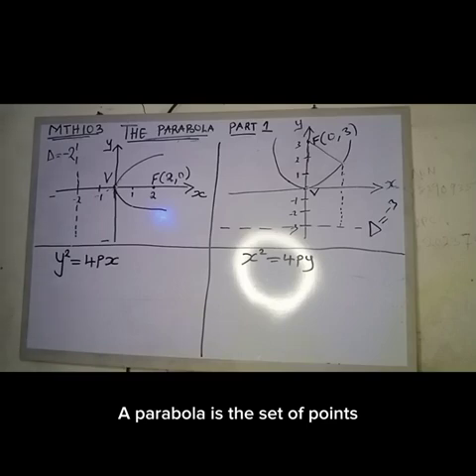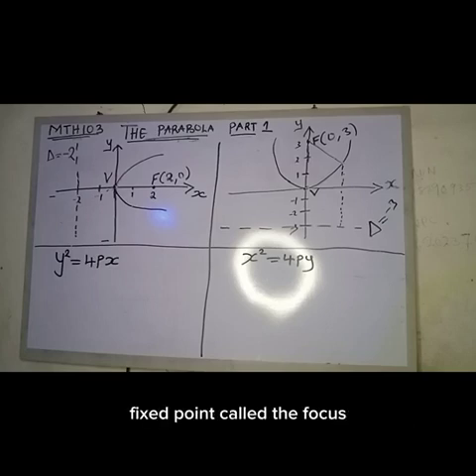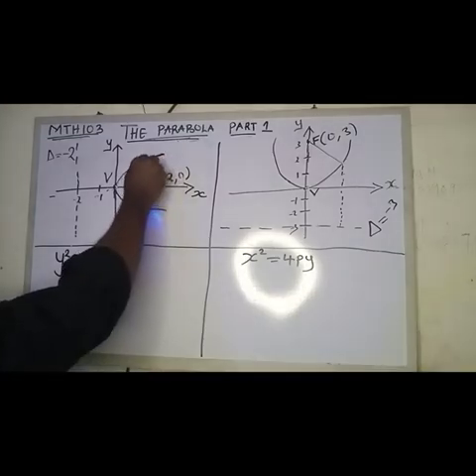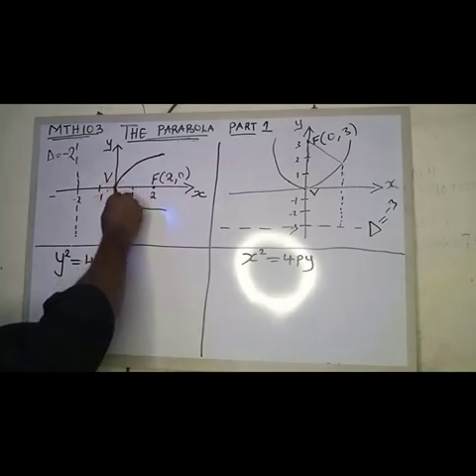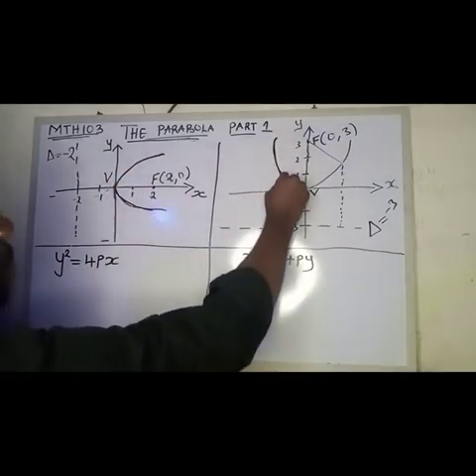A parabola is the set of points in a plane that are equidistant from a given fixed point called the focus and a fixed line called the directrix in a plane. We take that a parabola is a set of points just like this. This particular curve is a parabola. This particular curve here is a parabola.